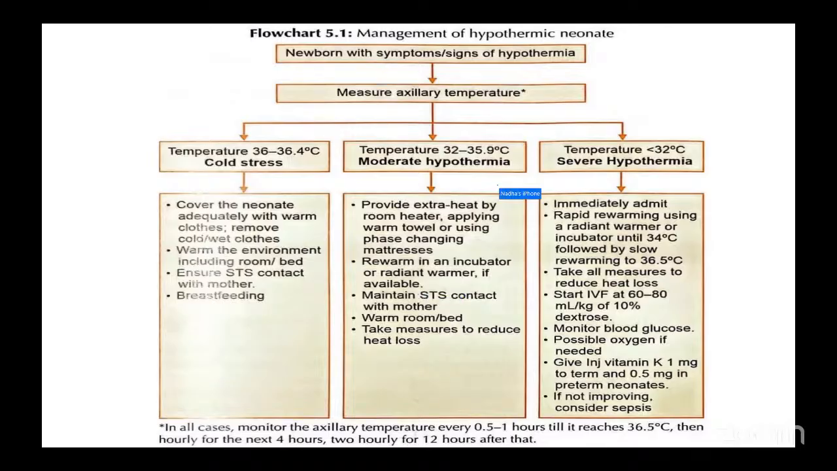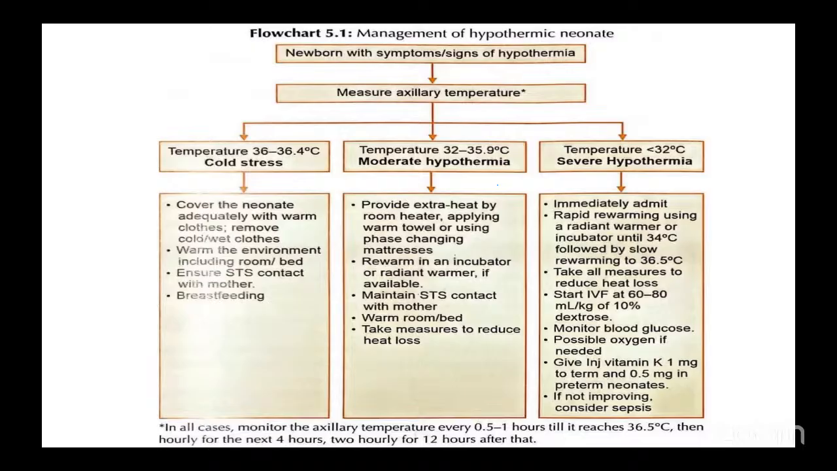Because otherwise you may not identify hypothermia. Most thermometers actually identify hyperthermia rather than hypothermia, so you need to be careful. And if the temperature is just 36 to 36.4, this is where the baby will have cold stress.